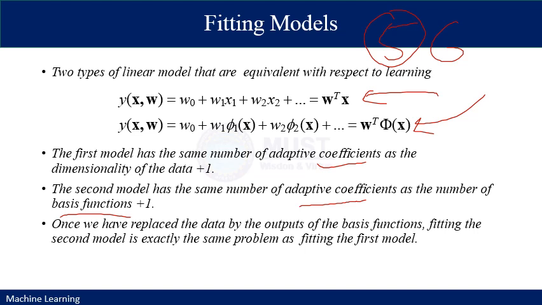That means if we use the same pie example and we have combined the first two attributes of those pies and limited our features to a total of four vector attributes, our second model will result in those basis functions plus a bias attribute term. So once we have replaced the data by the outputs of the basis functions, fitting the second model is exactly the same problem as fitting the first model.